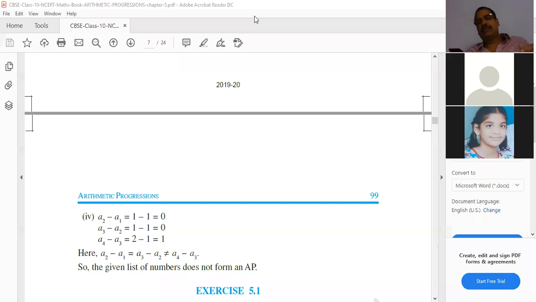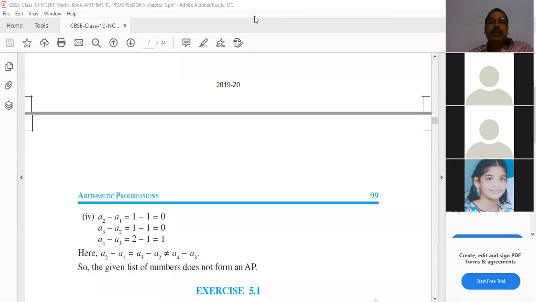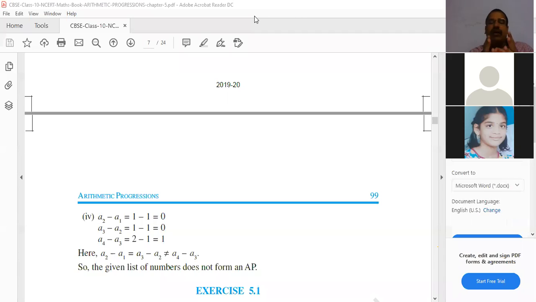A_79 equals a plus 78d. Okay, one more I'm asking. A_116 equals a plus 115d.